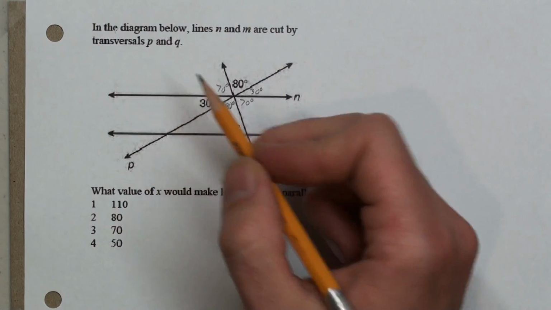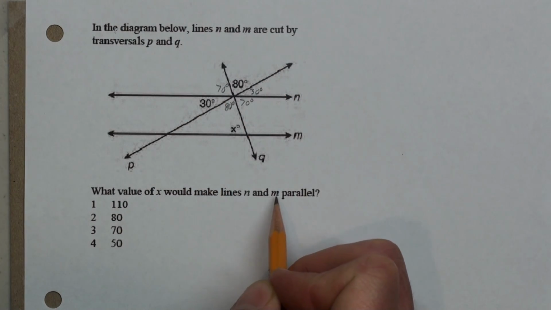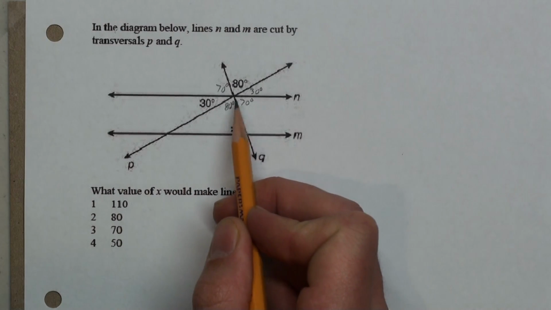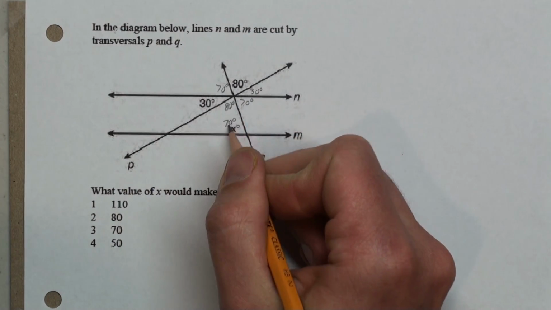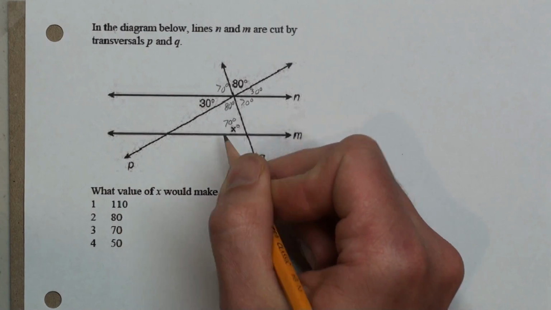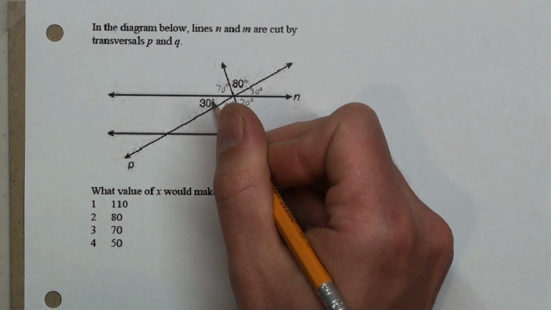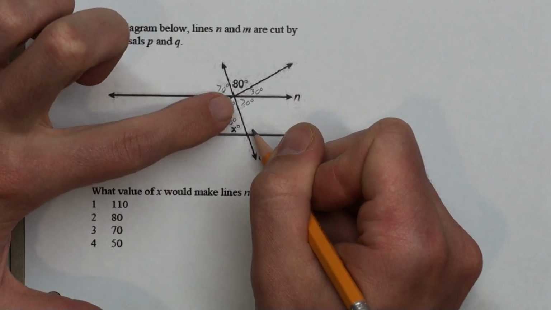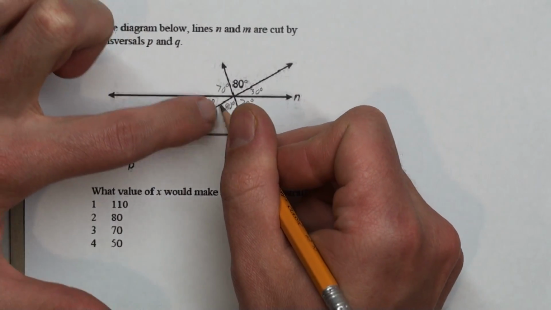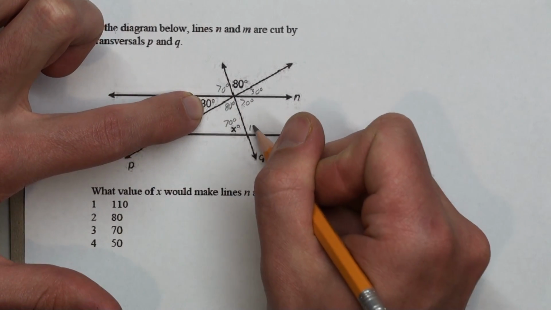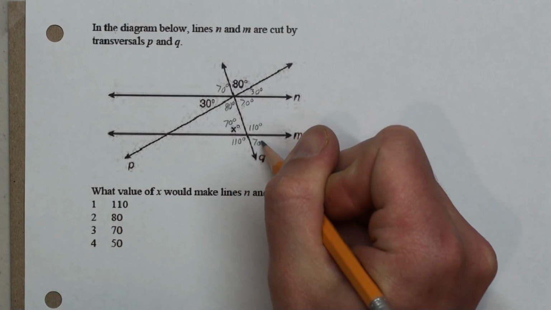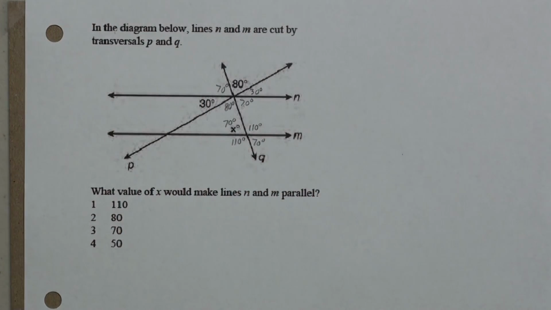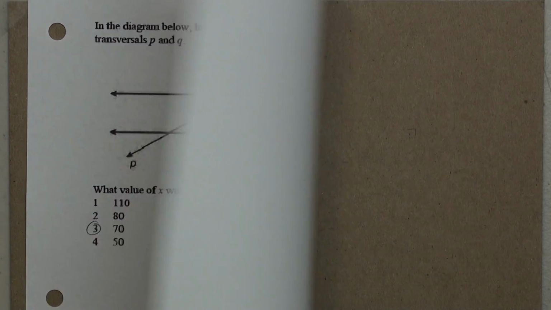Now, what value of x would make lines N and M parallel? Well, alternate interior angles would have to be congruent. So this would have to be 70, right? Those are alternate interior angles. You see this? These are alternate interior angles too, but it's the combination of these two angles. So this would be 110, and then I can solve for the rest of these also, just like that. Okay? But x would have to be 70. I solved for more than I had to.